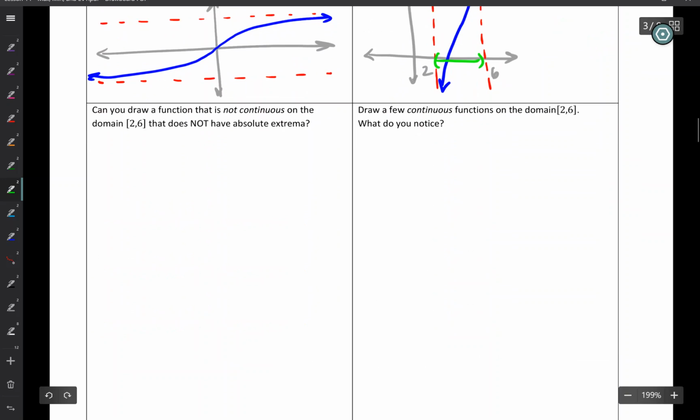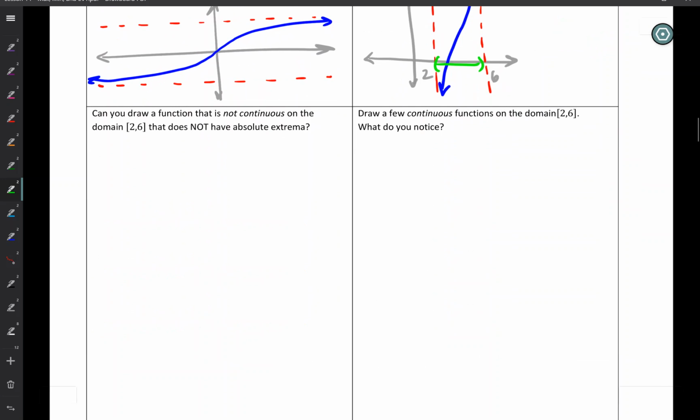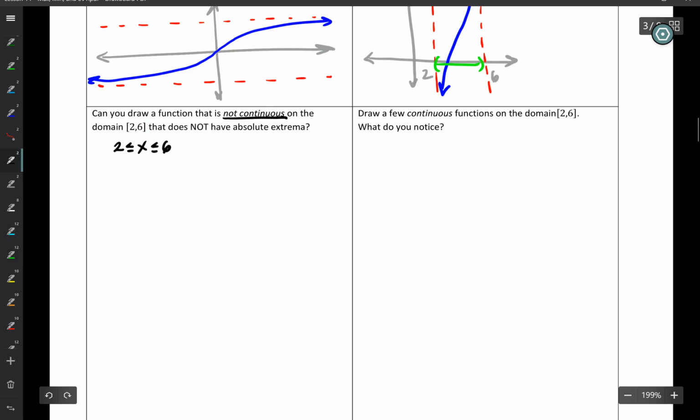Right? So now we're going to try to draw a function that is not continuous. So we are going to pick up our pencil in some way. And its domain is this closed interval, 2 is less than or equal to x, which is less than or equal to 6, right? That's the domain right there. And still, the function does not have an absolute max or min, does not have any global extrema. Give it a pause, give it a try.